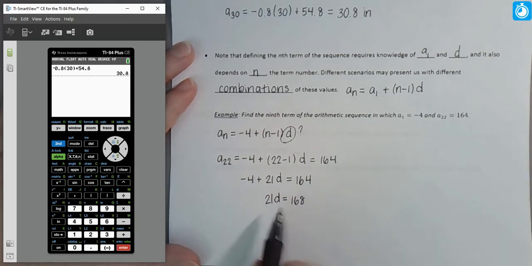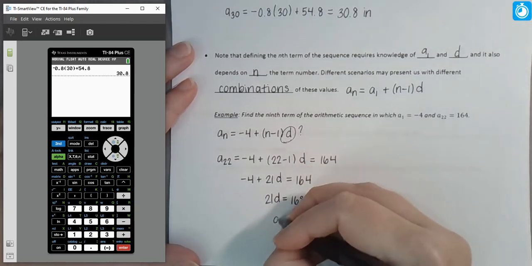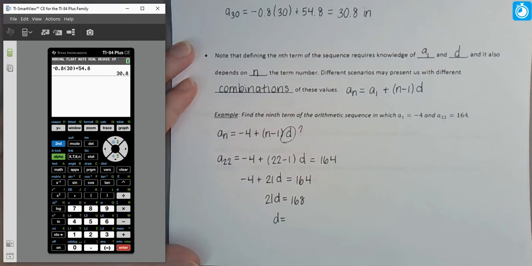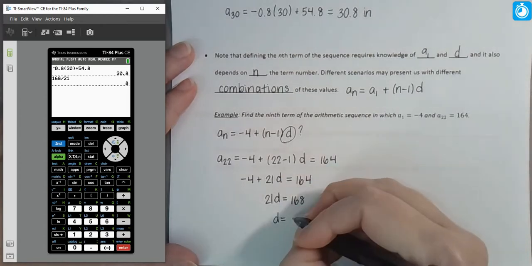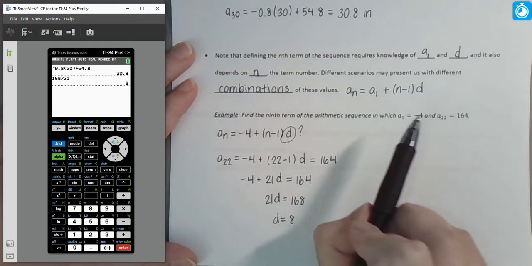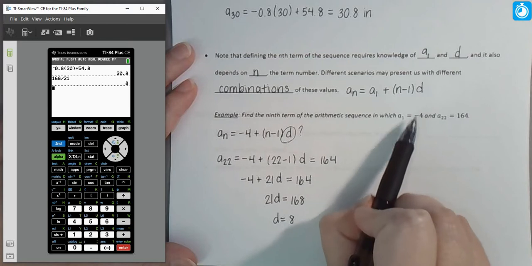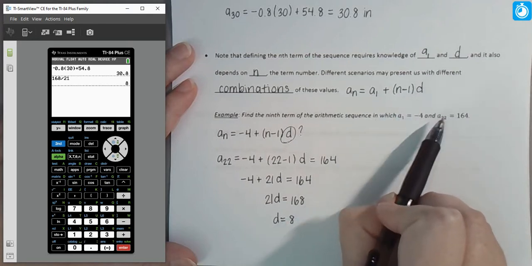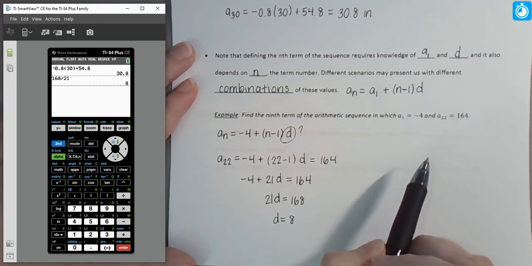And so if I divide both sides by 21, then I'll get my value of d. So d is going to be 168 divided by 21, and that's going to give us the value of 8. So in other words, each pair of consecutive terms is separated by a value of 8. To go from one term to the next, we increase by 8 each time. And it does make sense because we start with a lower value, and as we progress in the sequence, we end up with higher values.